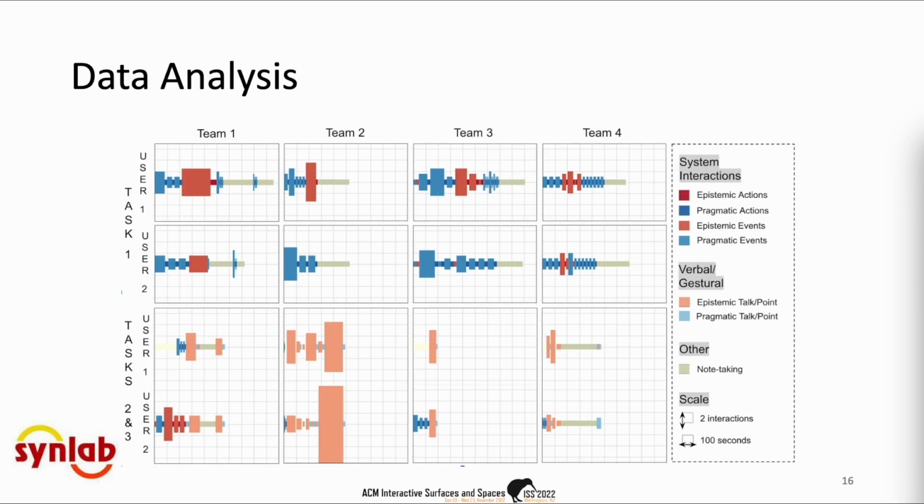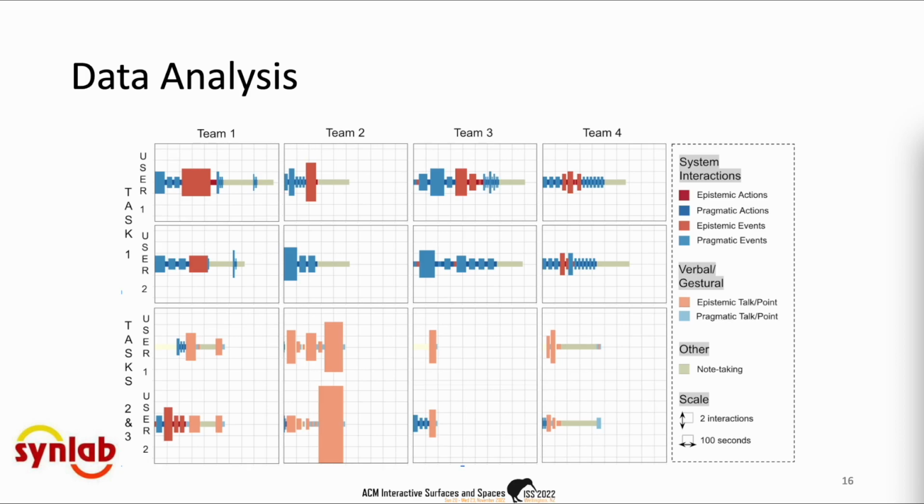This figure illustrates the results of epistemic pragmatic coding of task 1 and tasks 2 and 3. All users started with a series of pragmatic events and actions to place fibers on the wall, as this was required to begin their exploration analysis. The sequence of interactions varied by user, but we found that all users except user 2 of team 2 performed at least some epistemic events and/or actions in their process.